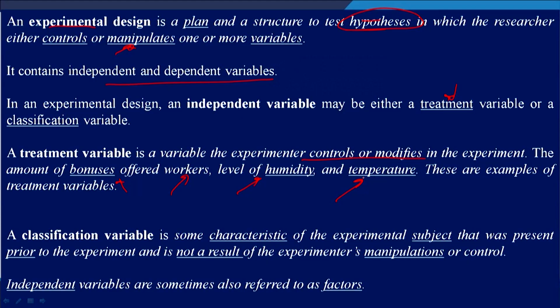Classification variable is some characteristic of the experimental subject that was present prior to the experiment and is not a result of experimenter's manipulation or control. We will look at in detail what classification variable is. So, independent variables are also known as factors. Whenever we design any experiment, we can call independent variables as factors, right. So, let us look at couple of examples.